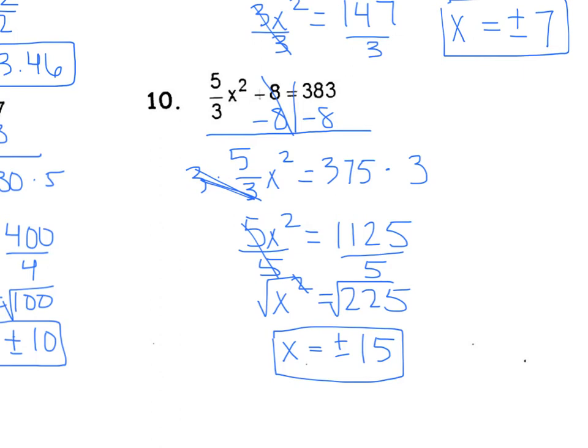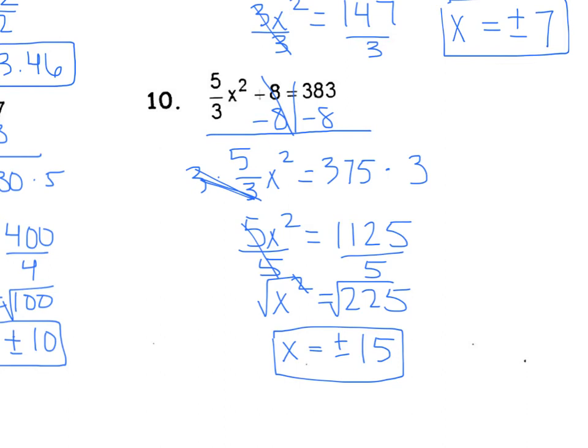And on number 10, you can see here, as I subtracted the 8 over, I got 375. To get rid of the fraction, I multiplied both sides by the 3, getting me 1,125. Divided both sides by the 5, got 225. Then square rooted both sides, giving me x equals plus or minus 15.